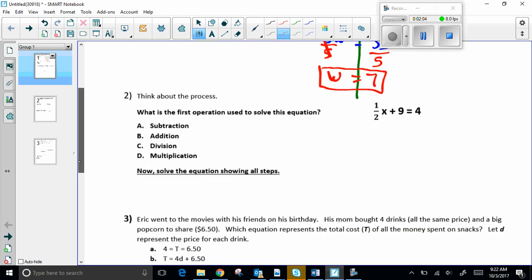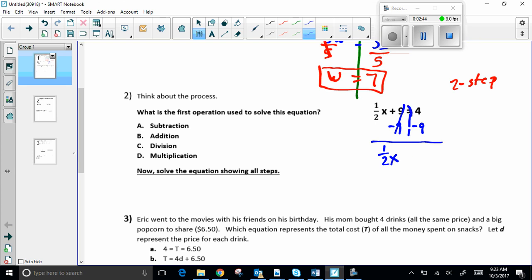All right, next step, think about the process. What is the first operation used to solve this equation? As I look at this equation, this is a two-step equation. There is x is getting multiplied times 1/2, but it's also getting increased by 9 in order to equal 4. Well, whenever we would go to solve a problem like this, a two-step equation, we always take care of any addition or subtraction first. So in this problem, I would subtract 9 on both sides. Okay, this would cancel out, and I would get 1/2 x. That's what's left over here.